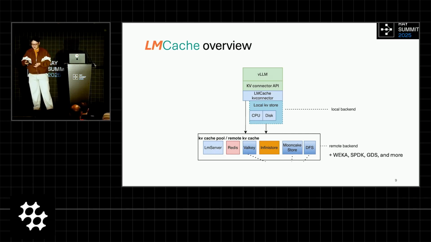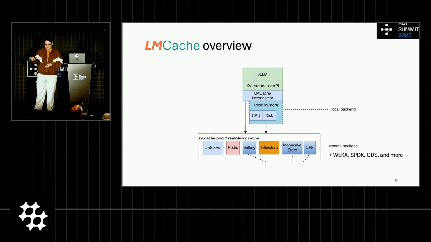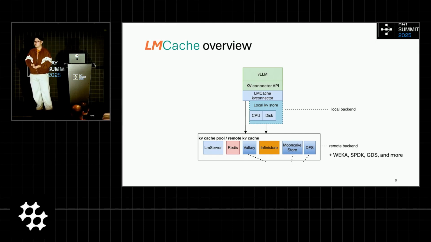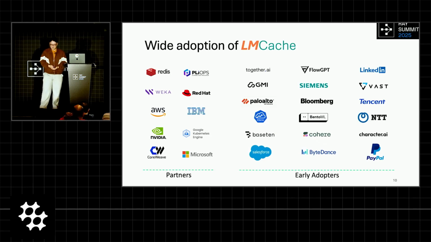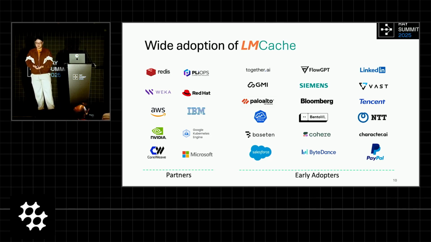We also have more collaborators, for example Samsung, SPDK, GPU Direct Storage, and many more. So you can see that there are a lot of different techniques happening on the storage layer, and we're connecting them to the inference engine. Okay, and here is a quick look at adoption, showing how many companies are using LMCache for now. We have design partners listed on the left side, and early adopters listed on the right side.